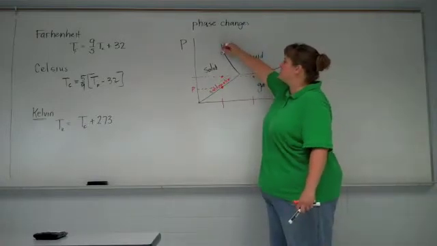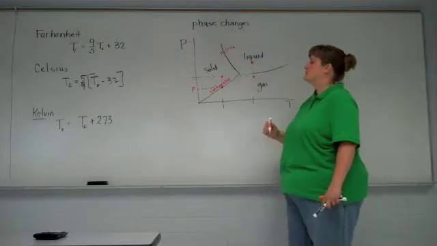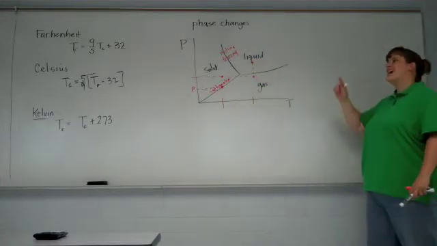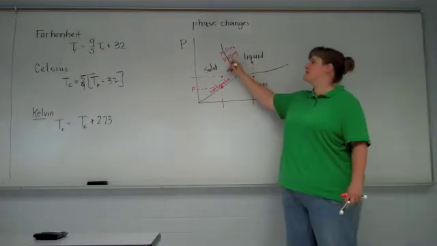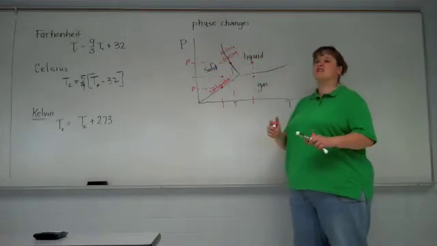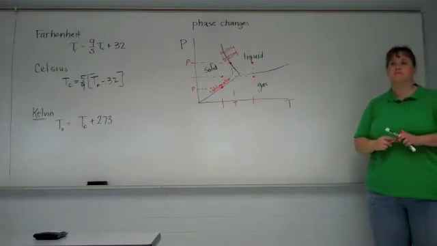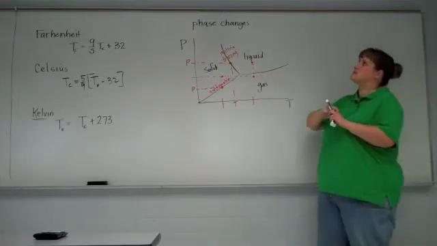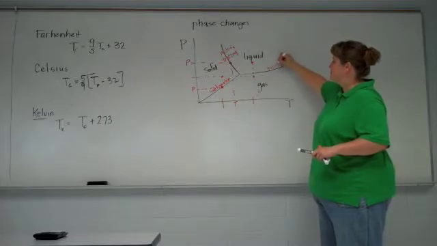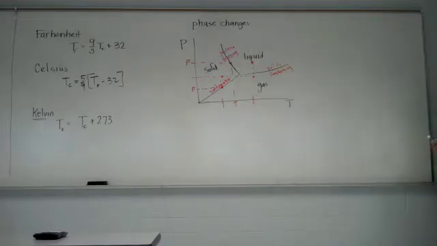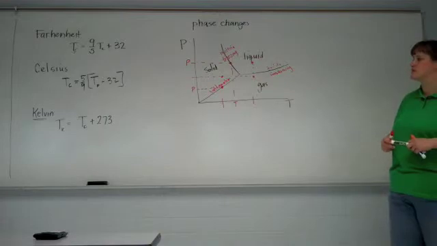Solid to liquid would be our melting or freezing, just depending upon which way it's going. At any particular point on that line, if you have that temperature and that pressure, you could have a solid and a liquid at the same time. And likewise, liquid to gas is boiling or condensing, depending upon which way you're going. So there are certain pressures and temperatures that allow an object to be a solid versus a liquid versus a gas.